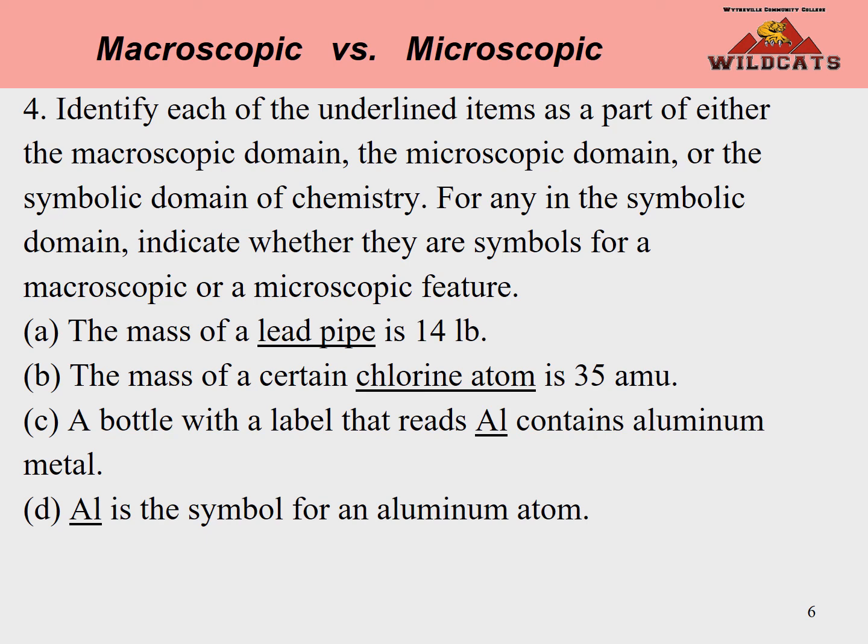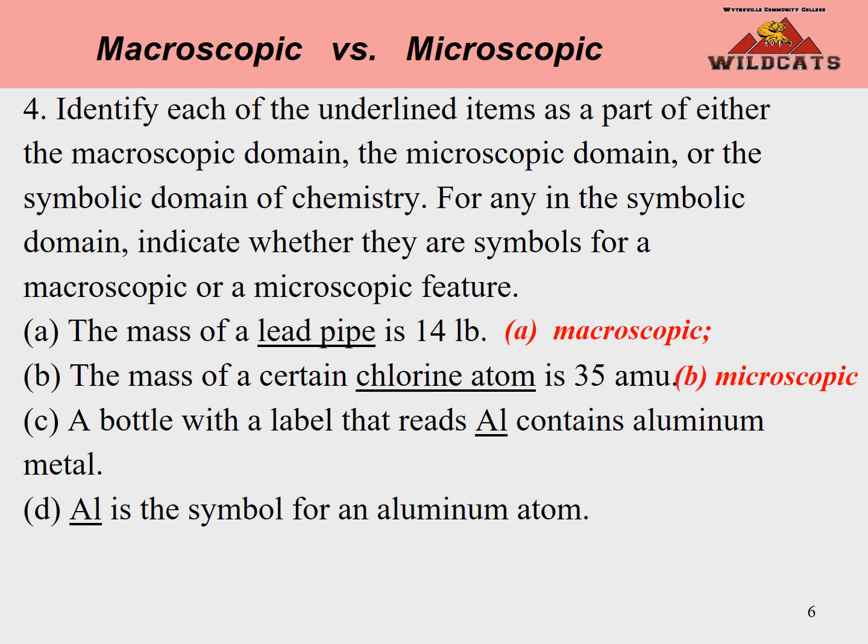Okay, so let's take a look. The mass of a lead pipe is 14 pounds, and we're looking at the lead pipe. What's underlined is what we're interested in. You'll notice that's macroscopic because we can see a lead pipe. Okay, the mass of a certain chlorine atom is 35 AMU, and we'll talk more about what that AMU means in a couple of chapters down the road.